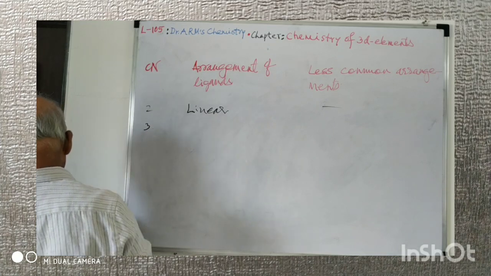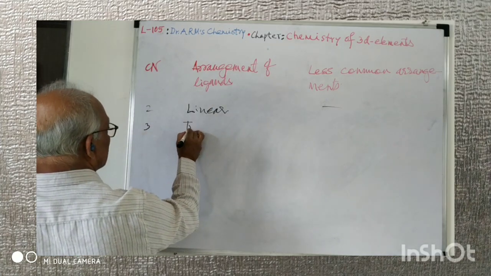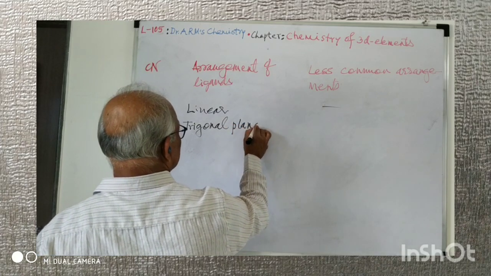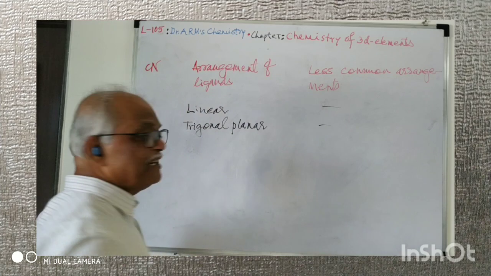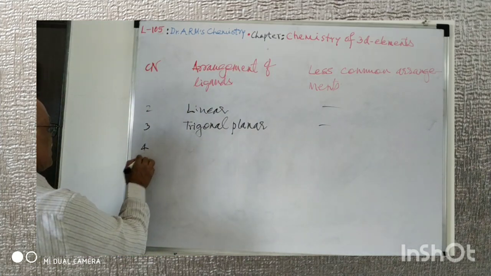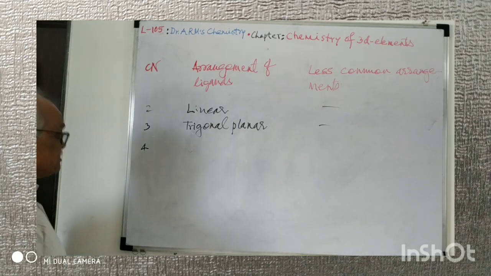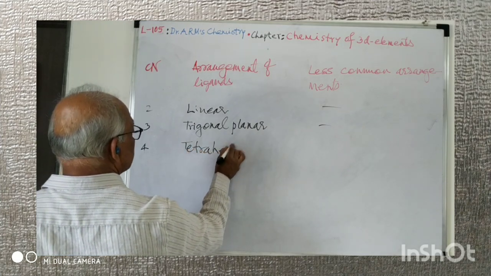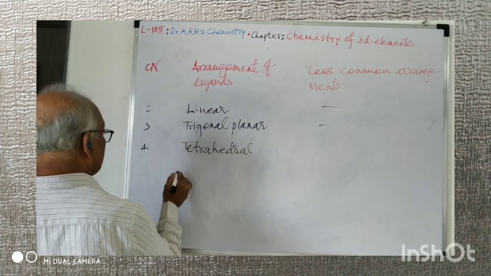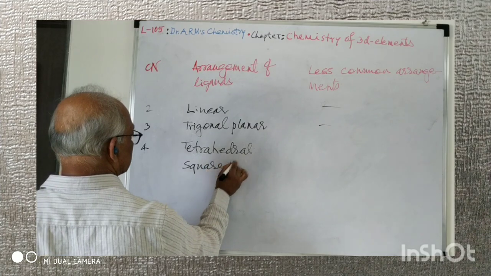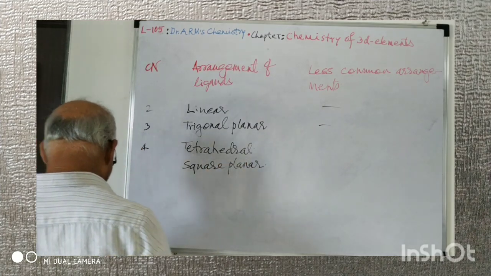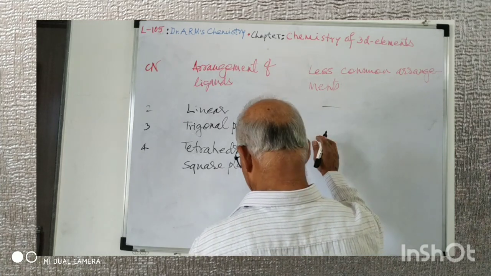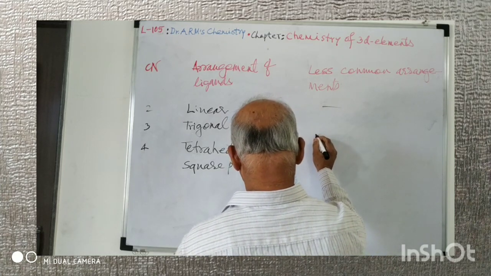When the coordination number is 3, the arrangement is called trigonal planar. So there is only one type of this arrangement. When coordination number is 4, there are two types of arrangements: the tetrahedral and second is square planar. In this case, the less common arrangement is trigonal pyramidal.